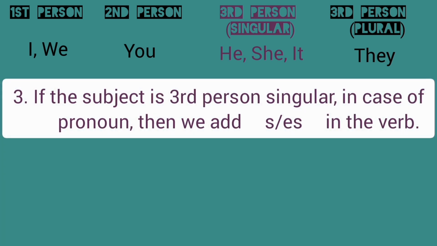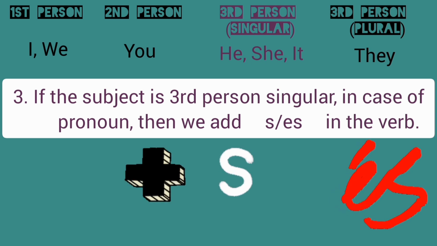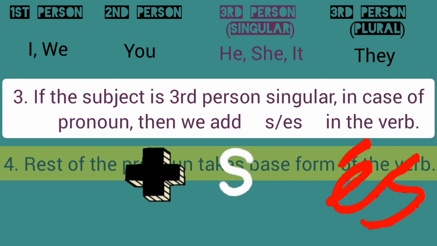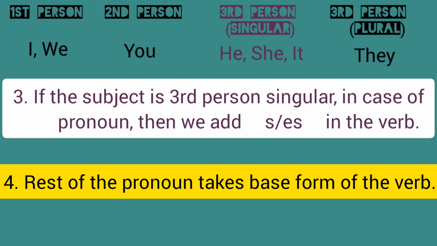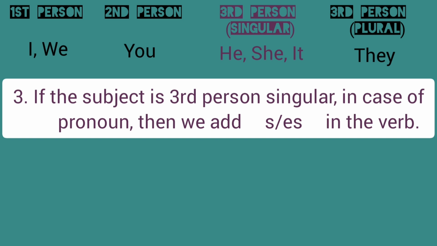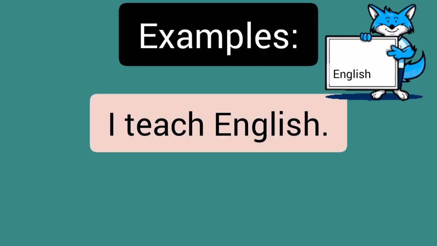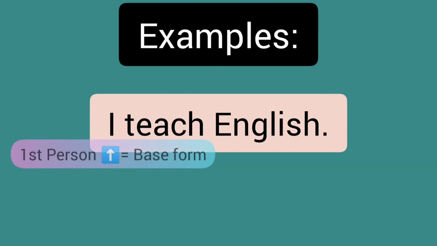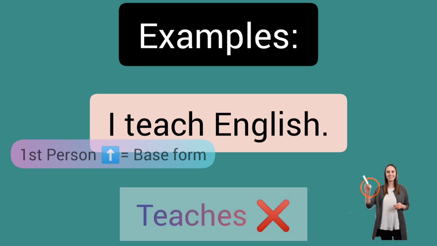Now let's see what is the rule if the subject is a pronoun. If the subject is third person singular in case of pronoun, then we add s or es in the verb, and rest of the pronoun takes base form of the verb. Let's see few examples to understand it well. I teach English. Here subject I is the first person, that's why the base form of the verb is used, teach, but not teaches.